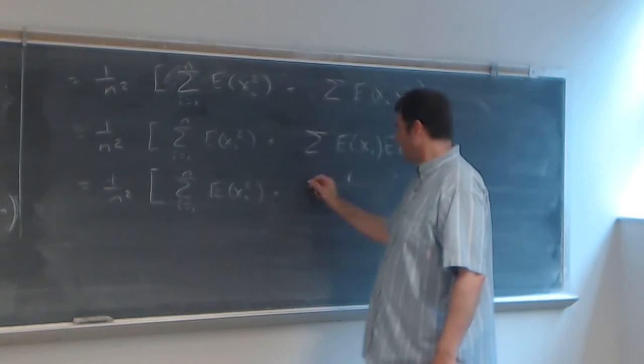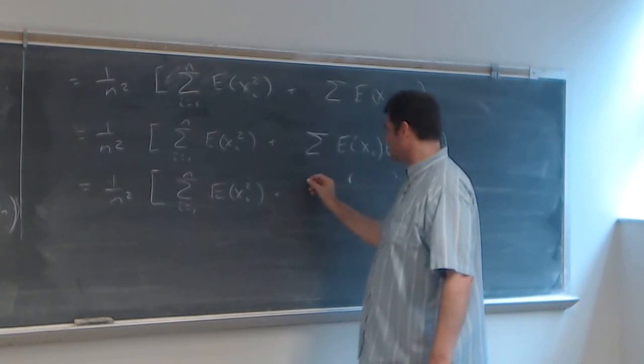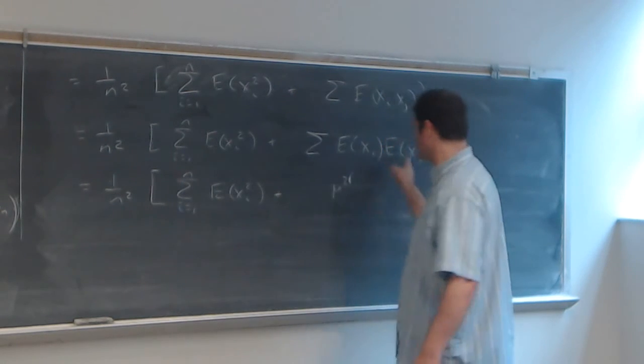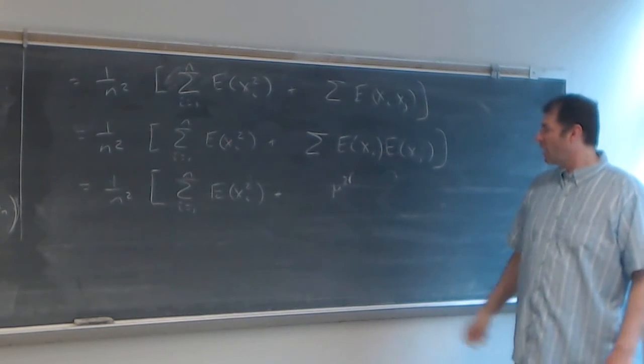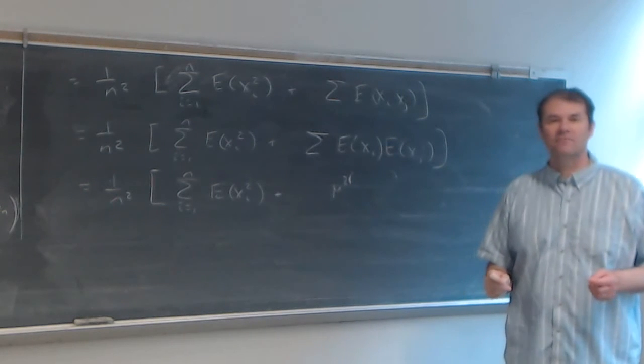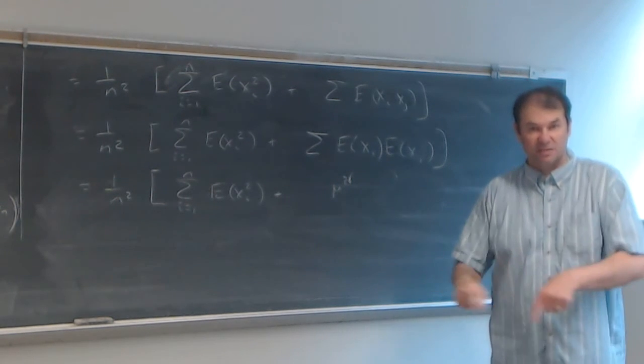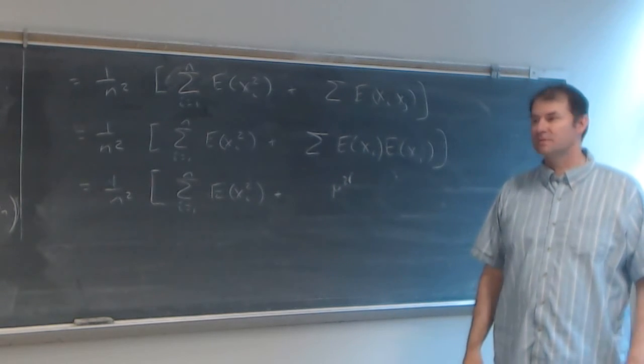Here's what I'm going to tell you. This is mu, and so is this. So really, it's mu squared. But how many mu squareds do I have? Well, how many terms did we have where we had two different x subs, two of them?